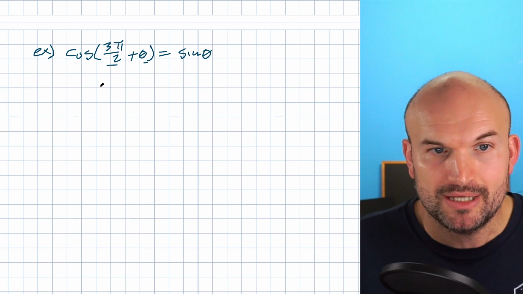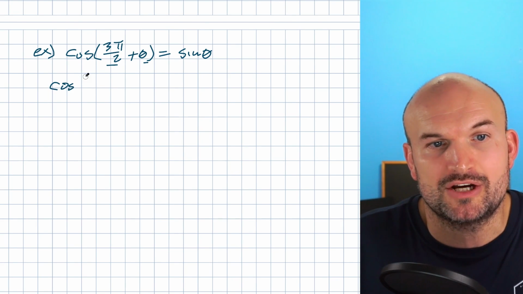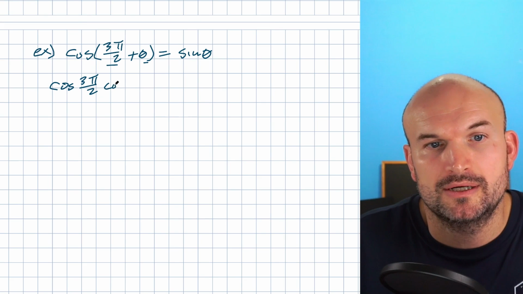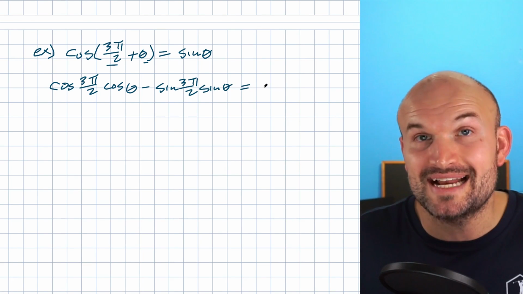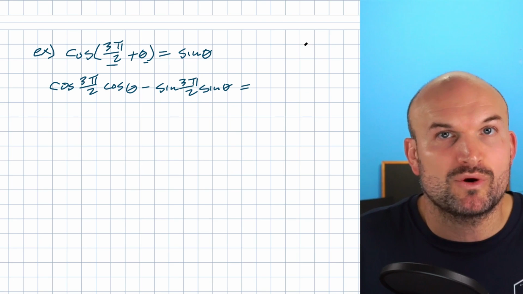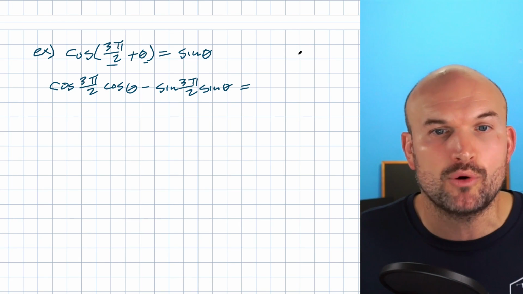So by applying the formula that I have for this, I can rewrite this as cosine of 3 pi over 2 times the cosine of theta, minus sine of 3 pi over 2 times sine of theta. And again, we want this to equal sine of theta on the right-hand side. Now, it's important to recognize where this angle is on the unit circle. What coordinate point does this represent?